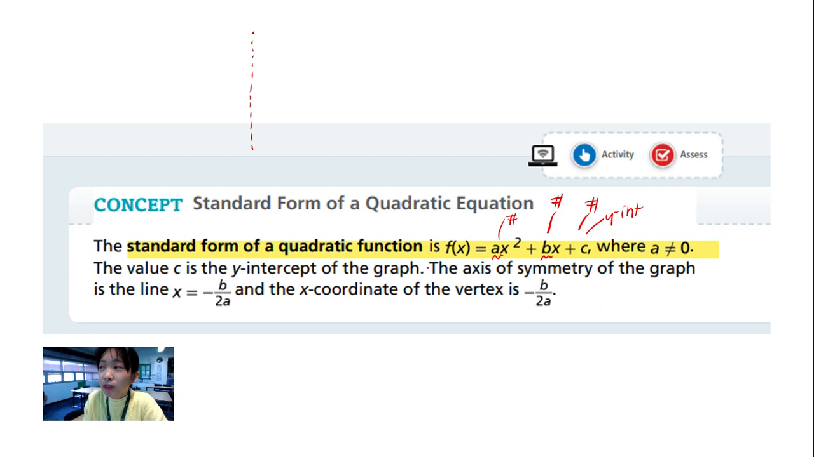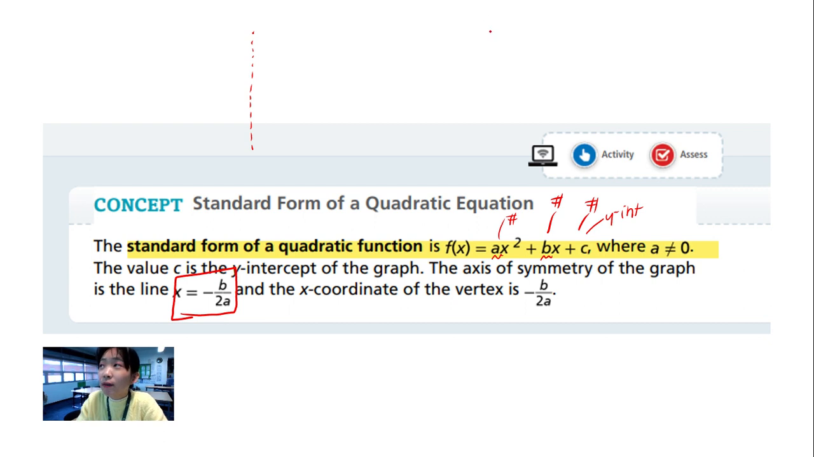But if you see all these terms and you see b, then your axis of symmetry will be figured out using this equation. And the x-coordinate of the vertex, which is h.